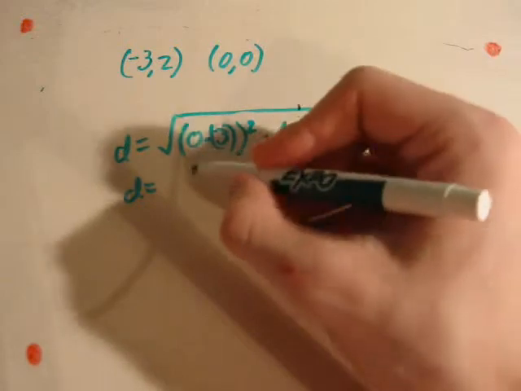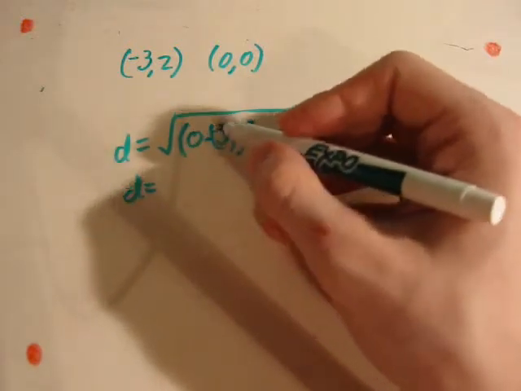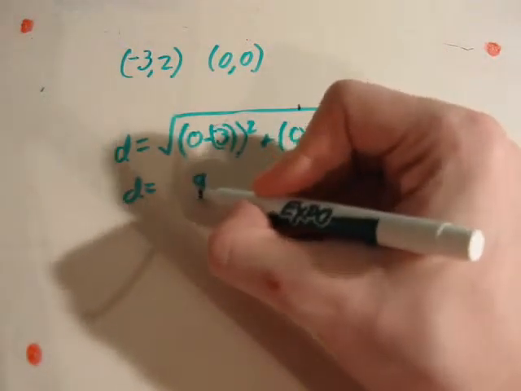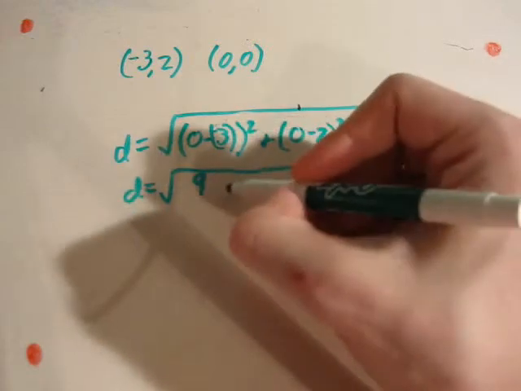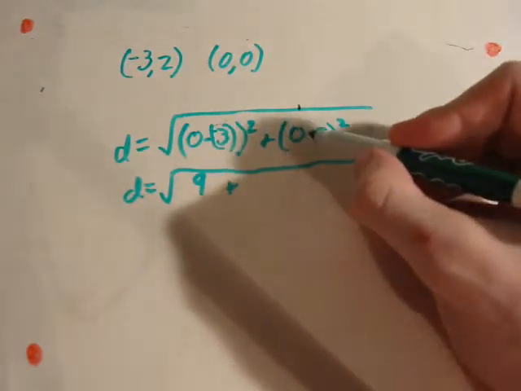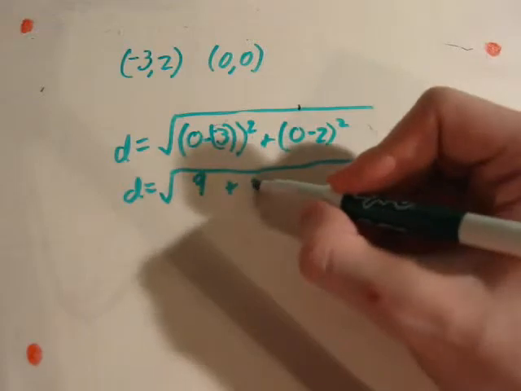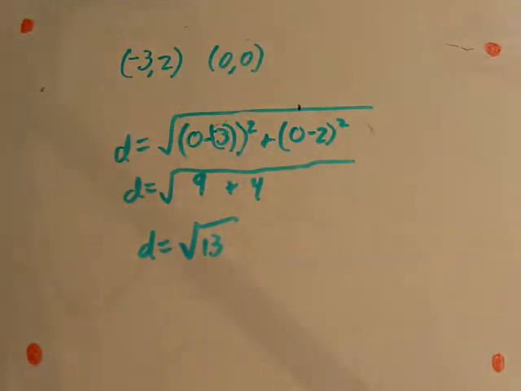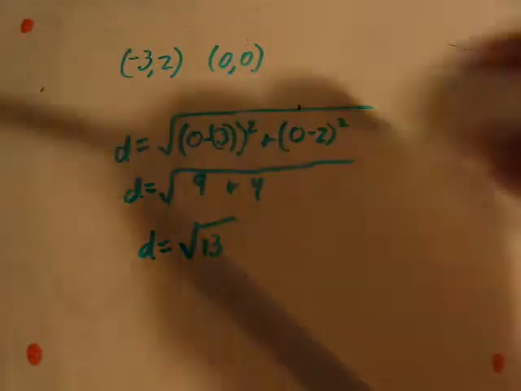D is equal to 0 minus negative 3, which is equal to plus 3 squared, plus negative 2 squared, which is 4. d is the square root of 13. Since we can't simplify that radical number, it is done. The distance between the origin and -3, 2 is the square root of 13.